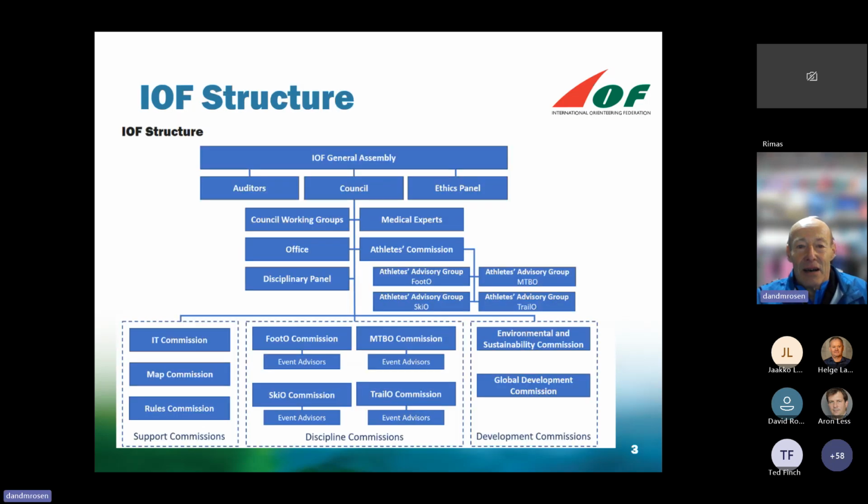And I'm going to start off with the IOF structure, because as an IOF event advisor, you represent the IOF at the event, and therefore you need to know a little bit about the IOF. And this is the general organisational picture. And at the top, you've got the IOF General Assembly, but that only meets every 2 years. So the body that meets much more often is IOF Council, and that now meets more like once a month, because it mainly meets online nowadays.